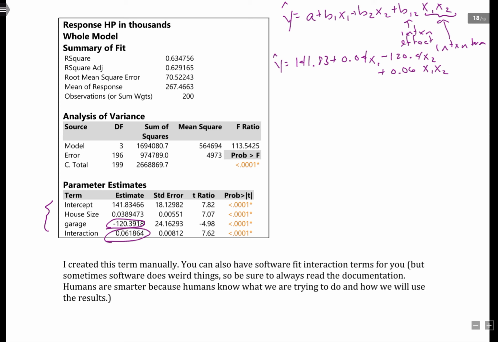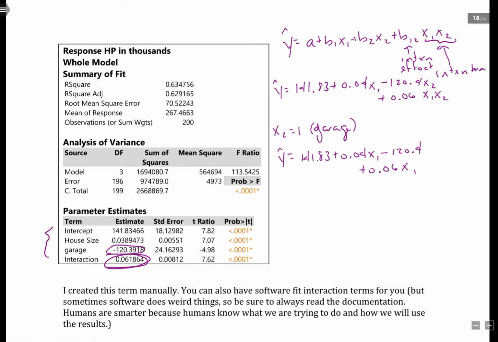This interaction term, this interaction effect, means that on average we can expect a higher slope for homes with a garage than homes without a garage, and that slope is steeper by 0.06. So let's see how that works out. When x2 equals 1, so there is a garage, we get y hat equals 141.83 plus 0.04 x1 minus 120.4, that's times 1, plus 0.06 x1.